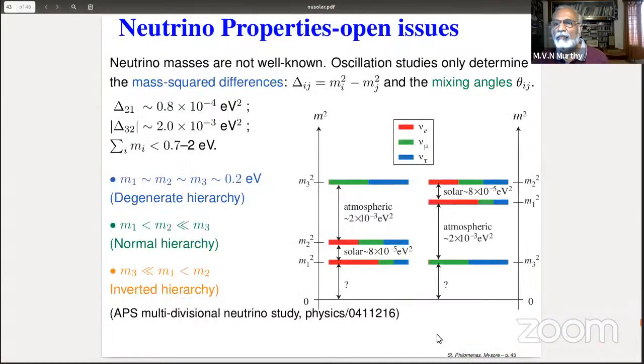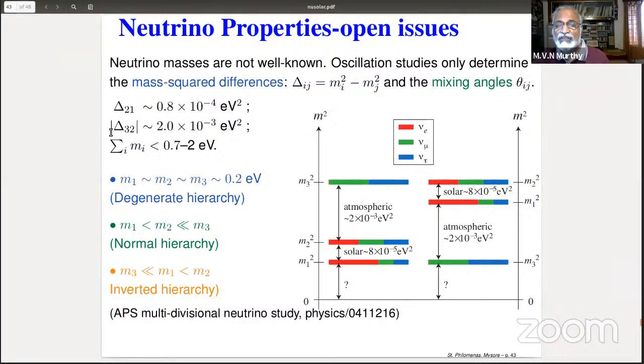So what are the open issues? Here is something that we know already from the experiments. Using this realistic three neutrino scenario, the experiments have determined these parameters, the mixing angles and others. For example, the difference between the nu2 mass and nu1 mass, the square difference, is 0.8 × 10^-4 electron volt square. It's a very small number.